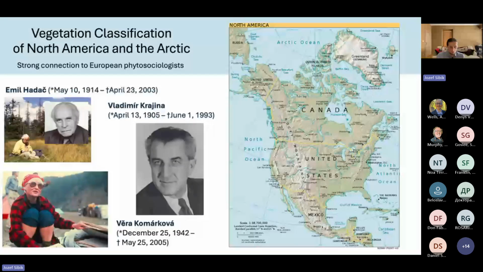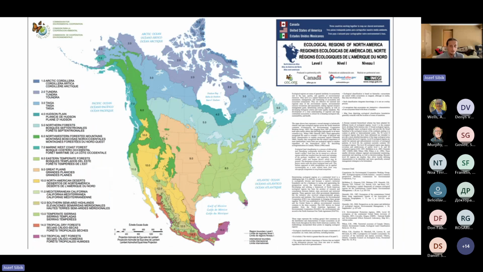So all these guys started their research in the Tatra Mountains, the highest mountain range in the Carpathian Mountains in Europe. So they also affected thinking and looking at plant communities in North America. Here is the map of ecological regions of North America. You know it very well. And I will be focusing on this green and violet color, these northwestern forested mountains and tundra region.